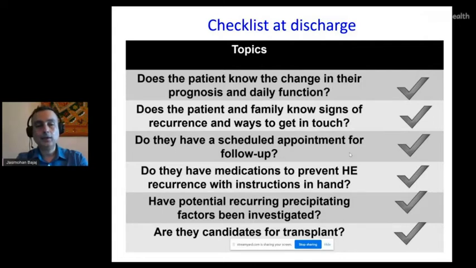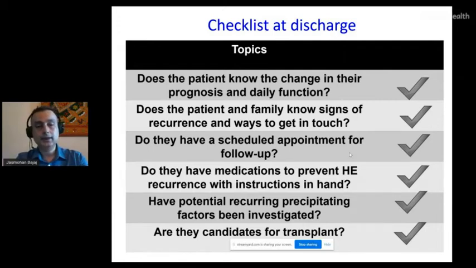Do they actually have medications to prevent HE recurrence with instructions in hand? This is a very important thing, at least in the United States, where rifaximin is very expensive. We often give the patient a prescription, either their insurance doesn't cover it, or they just do not make it to the pharmacy in time. And within 1 week, around 20% are back in the hospital for encephalopathy.